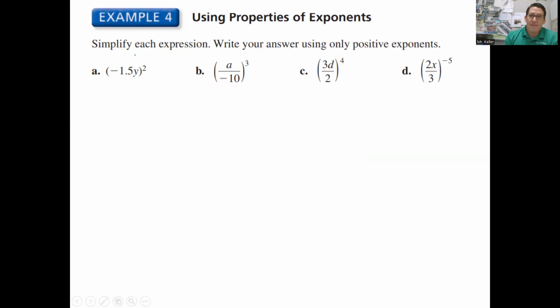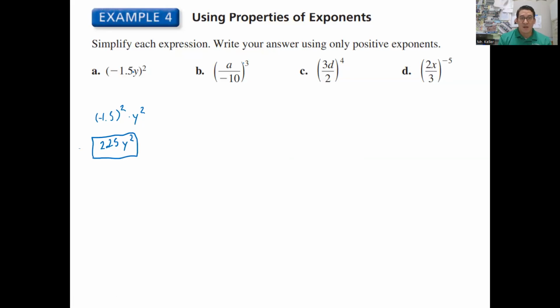So let's do an example here. All right, -1.5 times y, all squared. Sometimes it helps if you put a dot in there. So each base in there gets the exponent. So I'm going to put the -1.5 in parentheses because it's negative. It's -1.5 squared times y squared. I can do this one. -1.5 squared is positive 2.25. So 2.25 y squared would be the fully simplified. I'd be okay if you left it like that.